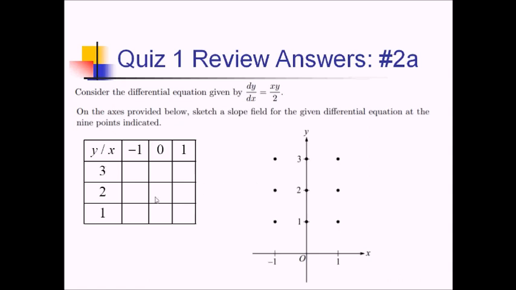And I've set my table up more or less in the same spatial way as these dots are arranged here. So starting up here, and I'm going to go row by row, this is the y value 3 times the x value -1. So 3 times -1 up here, or actually -1 times 3, because it's x then y, all over 2. That's going to be -3/2.